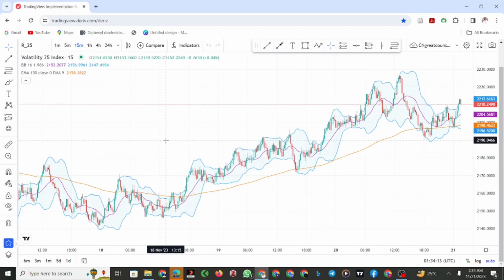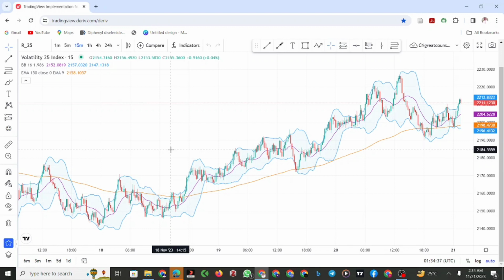Okay, the other secret you need to know about this strategy. Number one is that this strategy works on any trading instrument. I said that earlier, and I also said it in the previous video. Be it stocks, volatility, boom and crash, currency pairs, indices, it works on any trading pair.